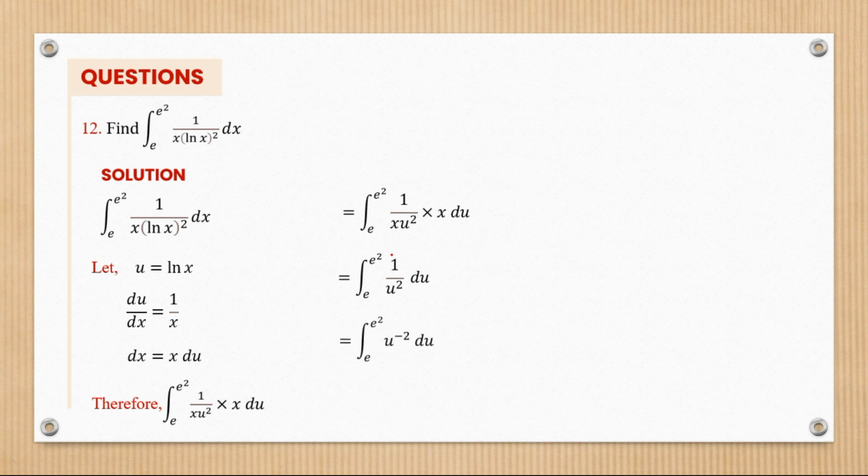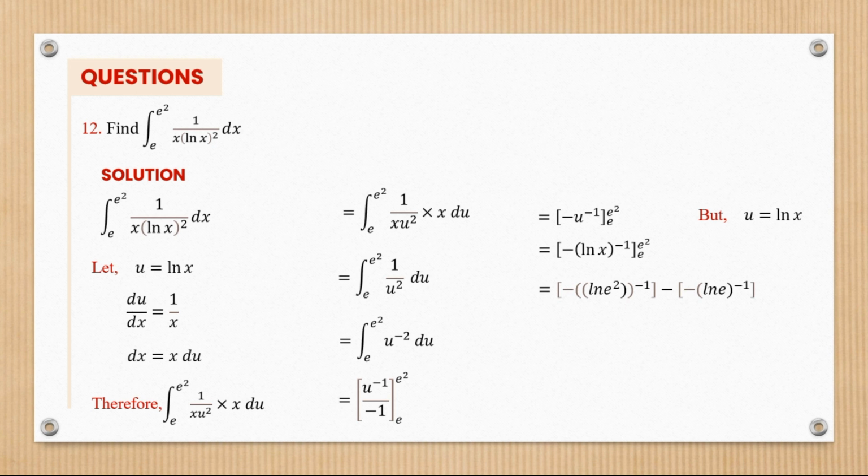But remember that this can be expressed as u to the power negative 2. So when I integrate that, I have u to the power negative 1 over negative 1. Because of this negative 1, this will become negative u to the power negative 1 with the limits outside. But remember that u is ln x, so basically we'll have negative, in brackets, ln x to the power negative 1, with the limits e squared and e outside. Next we're going to plug in the limits.